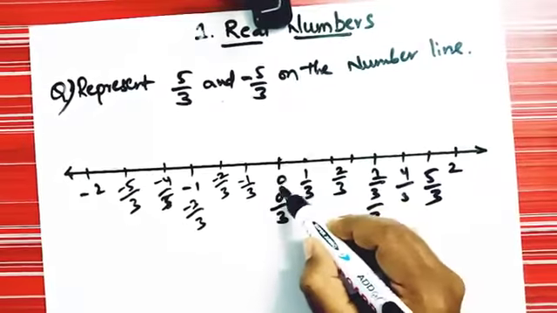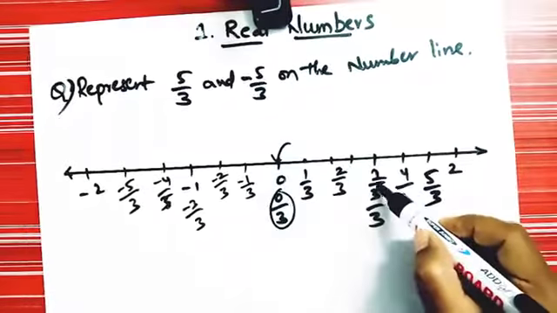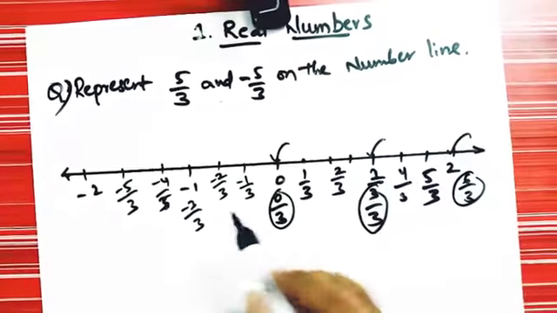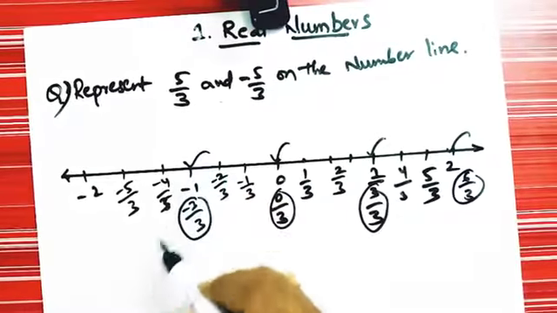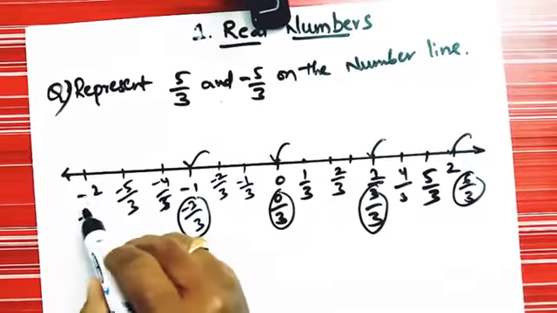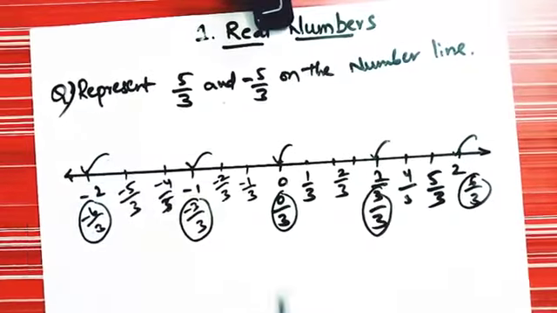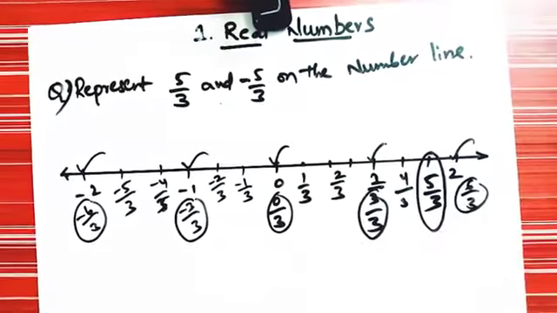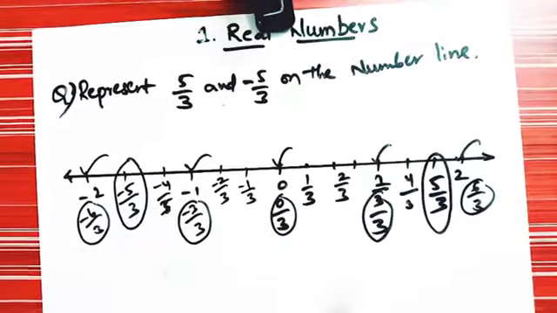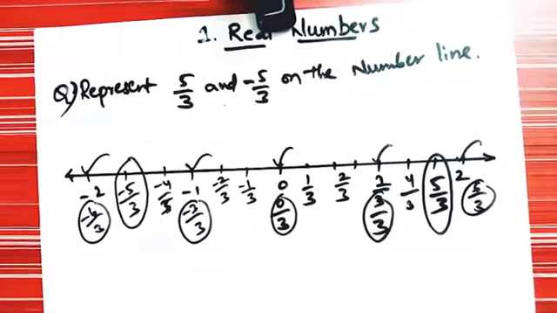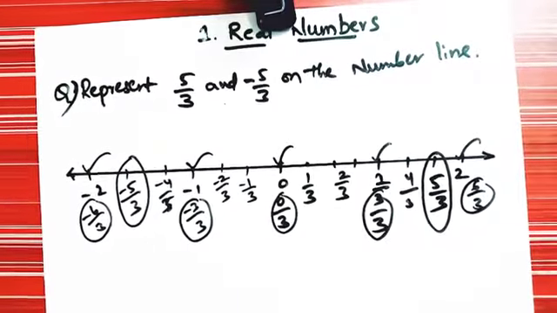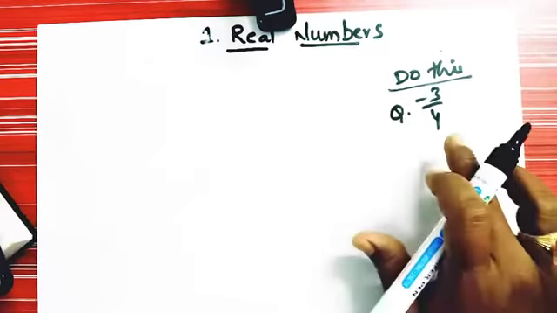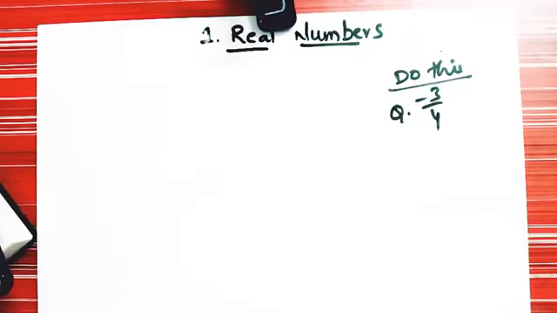Here 0 by 3 is nothing but 0, 3 by 3 is nothing but 1, and this is 6 by 3 indicating 2, minus 3 by 3 indicating negative 1, this is minus 6 by 3 indicating negative 2. Now we are locating 5 by 3, so here we have 5 by 3, and the next, minus 5 by 3, we have on the left side of 0. So like this we are representing the rational numbers on the number line. Next question, try yourself: minus 3 by 4, you should represent on the number line.